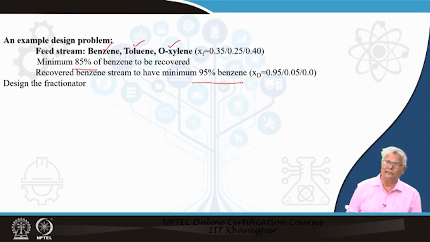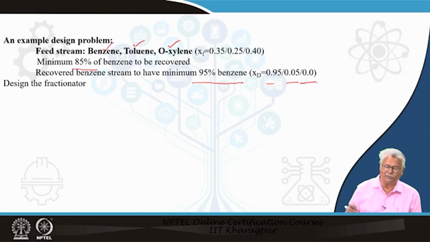So, what we could decide is definitely that the mole fraction in the distillate is going to be 0.95 for benzene. I decide that I am not going to send any orthoxylene up. So, naturally the rest amount is toluene and there is no orthoxylene. So, its mole fraction here is 0, and the problem is to design the fractionator.